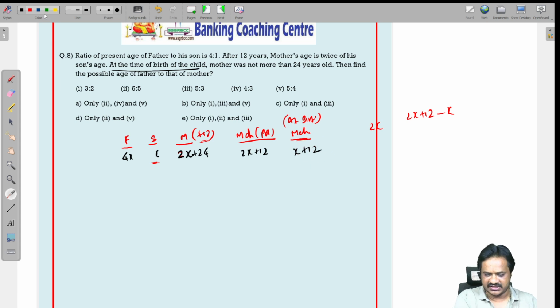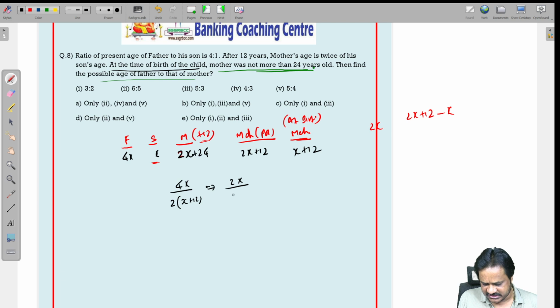Next, at the time of the birth of the child, mother was not more than 24. You should remember all this clause. Then find the possible age of father to that of mother. So you should take father's present age 4x, mother's present age will be nothing but 2 of x plus 6, this is 6 not 12. Why? Because 2 of x plus 12 means 2 of x plus 6. So 2x by x plus 6.